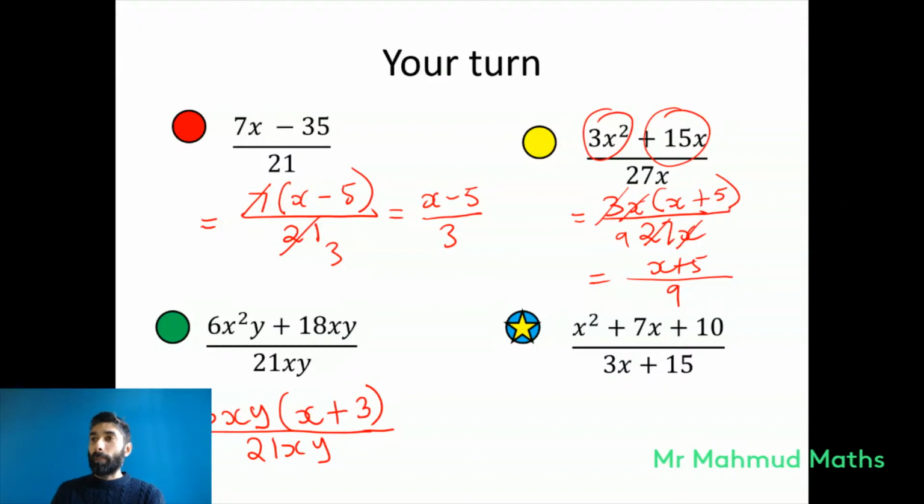And 3, well done. 21xy. Brilliant. Now we need to simplify it, cancel things out, and then write our answer. Now have a go at simplifying, and I'll put the answer up in a minute. I think we're getting it now. We can do this.